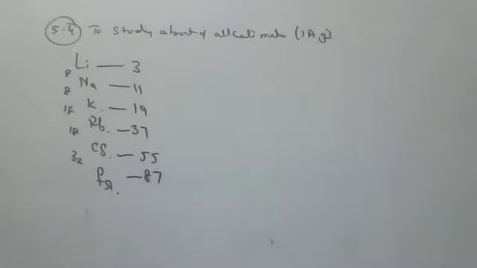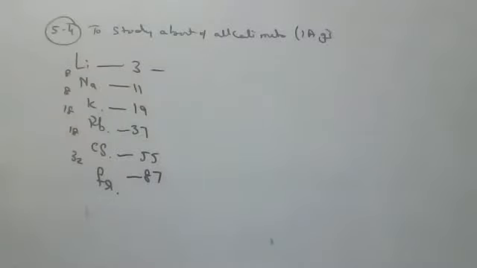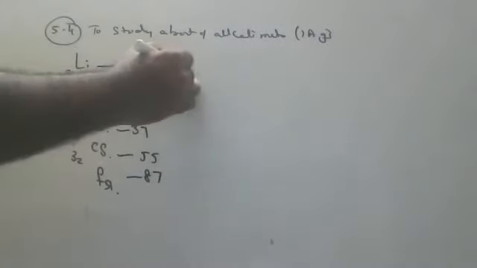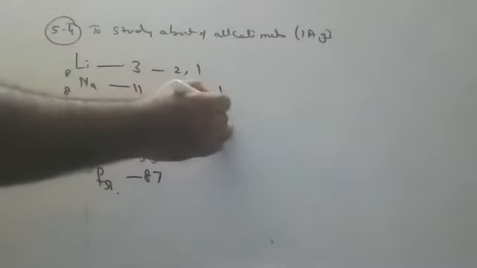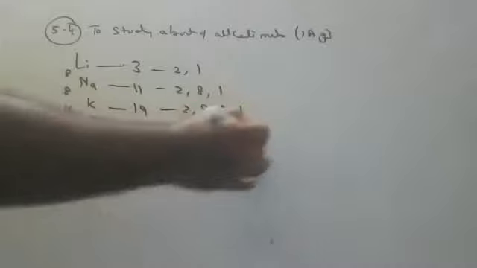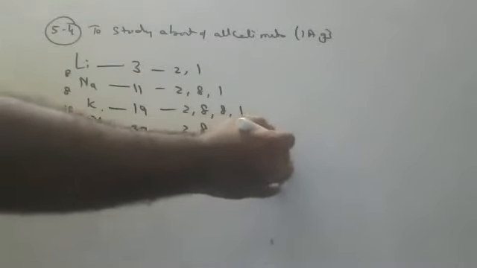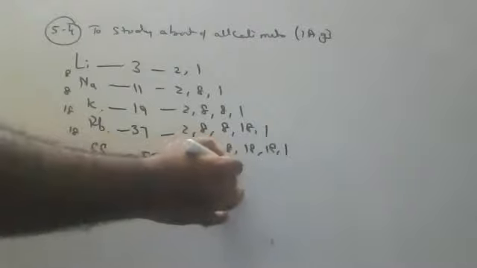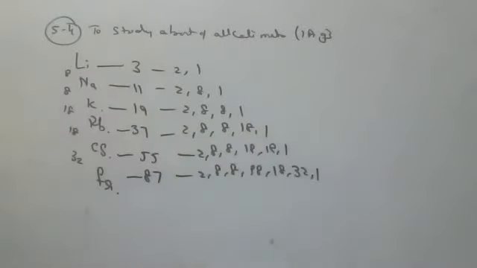Easy method. Children, you also asked about configurations. Please write them down beside the activity, neatly: 2, 1; 2, 8, 1; 2, 8, 8, 1; 2, 8, 18, 8, 1; 2, 8, 18, 18, 8, 1; 2, 8, 18, 32, 18, 8, 1.